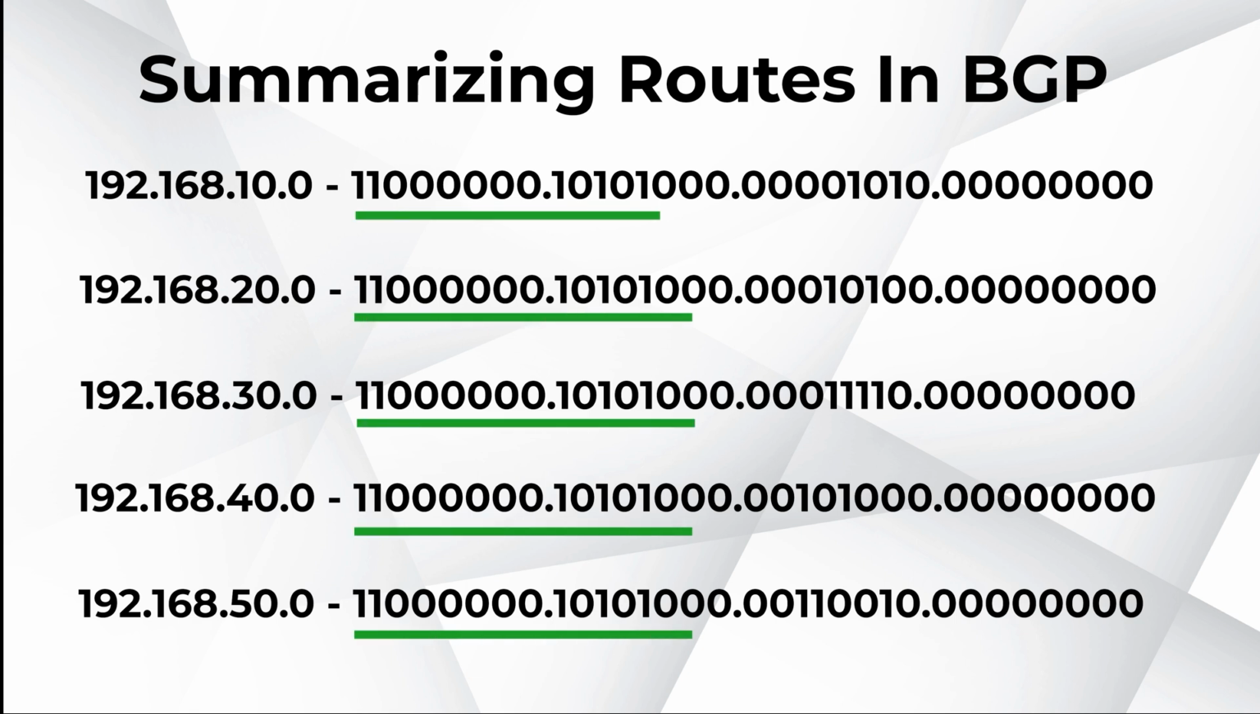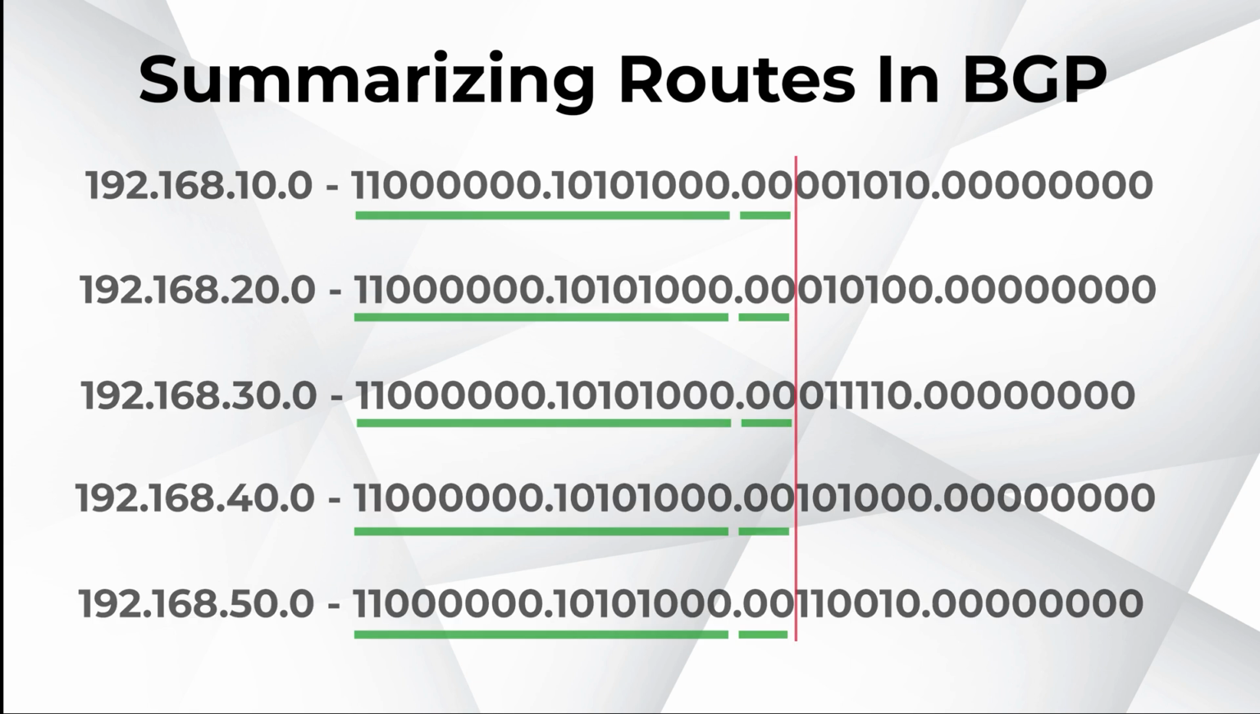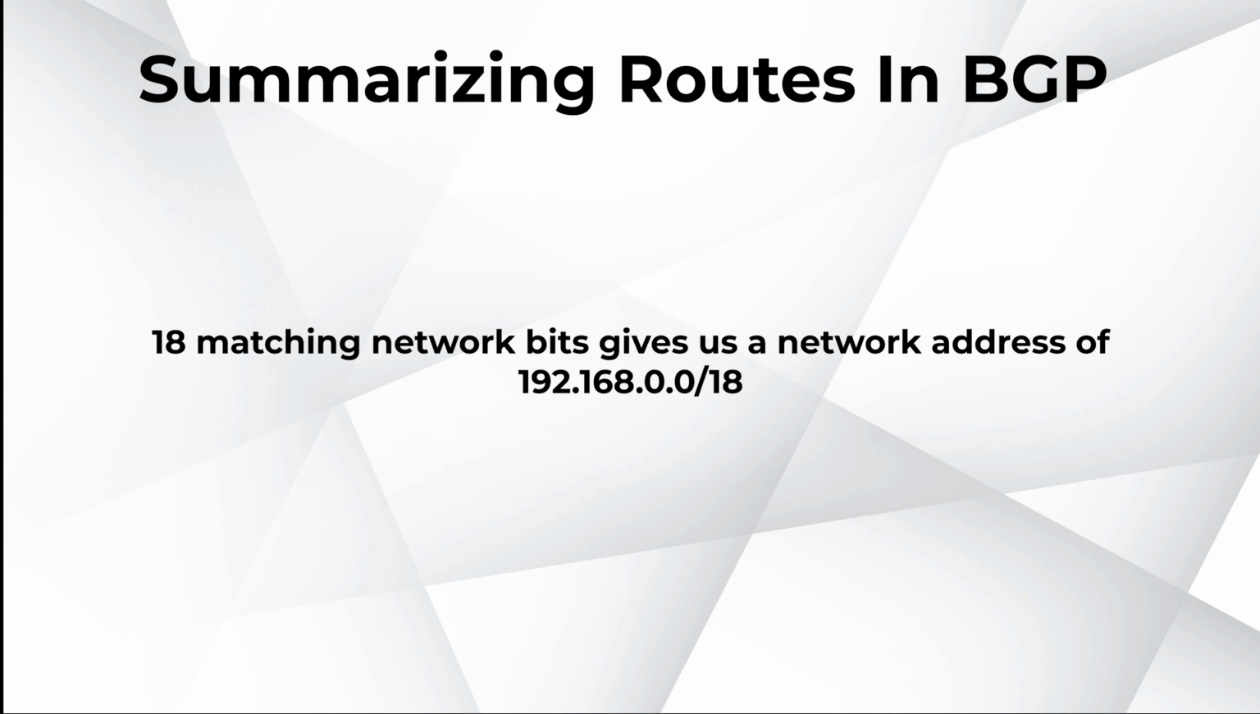We can tell right away that the first 16 bits match. After that, the next 2 bits match, which gives us a total of 18 matching bits. Starting from the 19th bit and on is where things start to change. Because 18 bits match, that gives us a network address of 192.168.0.0/18. And a /18 is 255.255.192.0. That is going to be our summary address that we are going to use to aggregate these five networks.